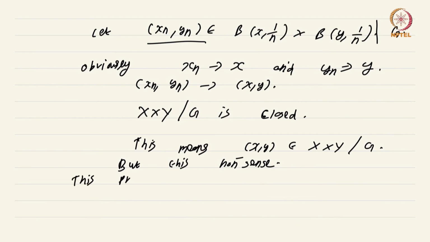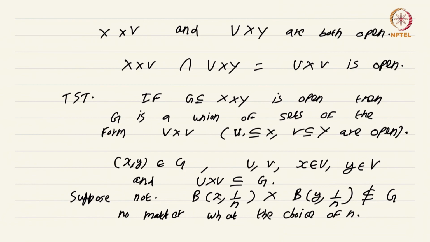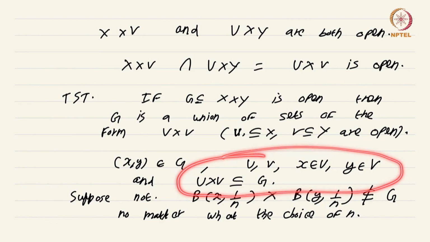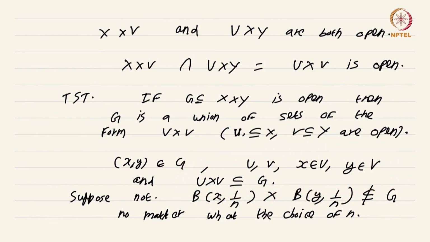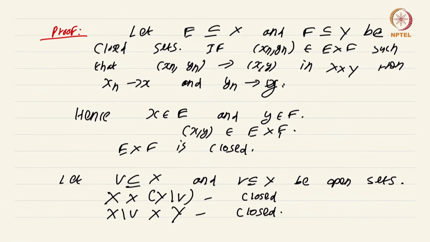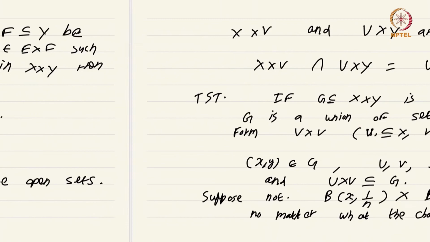Our assumption, more specifically, this assumption that you cannot find open sets U and V such that U cross V is a subset of G and (x, y) is there in U cross V is untenable, and therefore the result is proved. So we have this nice characterization of product metric spaces when you have this key characteristic property that (x_n, y_n) converges to (x, y) if and only if x_n converges to x and y_n converges to y. Okay, so what does this tell us?